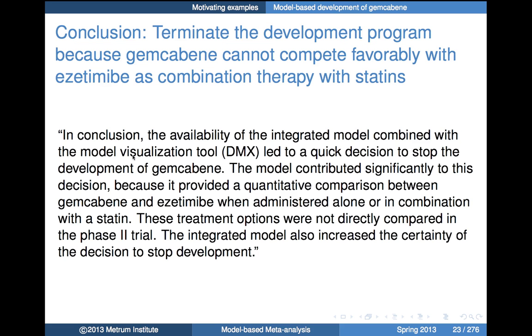The model contributed significantly to the decision because it provided a quantitative comparison between gemcabene and ezetimibe when administered alone or in combination with a statin, and those treatment options were not directly compared in any phase 2 trial. And by doing the integrated model across all the statins in combination with these, the predictions were more precise than they would have otherwise been. So that also increased the degree of certainty they had regarding their decision to stop development.